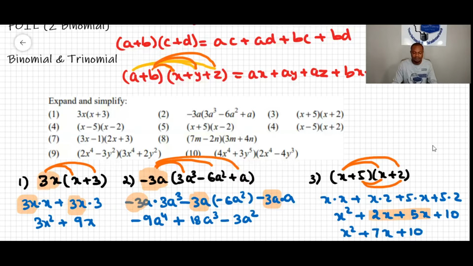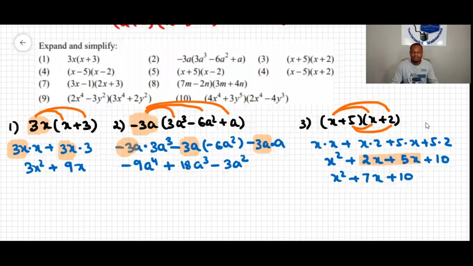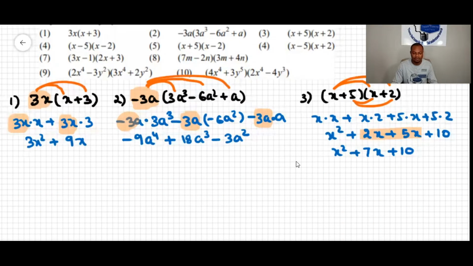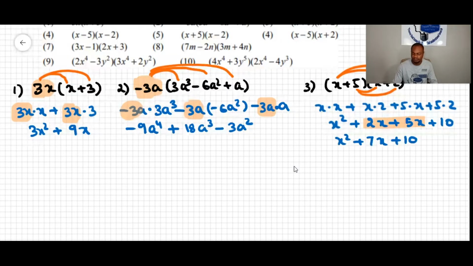Okay, now we can do number 4. Move here, we can do number 4. Number 4 is x minus 5 and then x minus 2. A bit similar to the previous question, but just here we have a negative sign instead of plus. So we do the same thing.